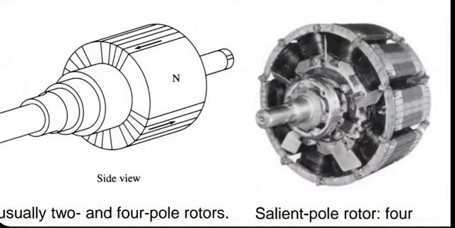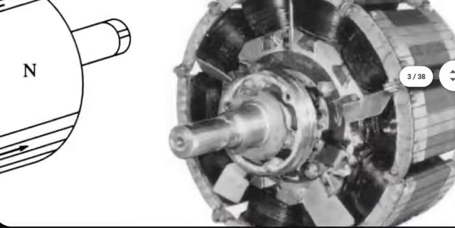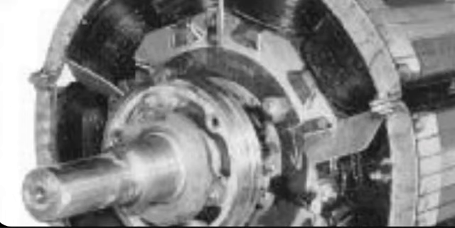Now, I was mentioning last time that the poles can be salient or non-salient. Salient means they are physically visible. You can see that here on the rotor. They are jutting out from the outer portion. These are physically visible poles. These are known as salient poles.